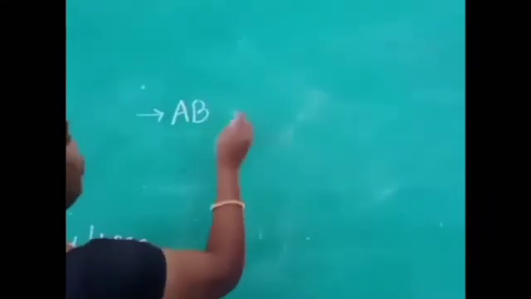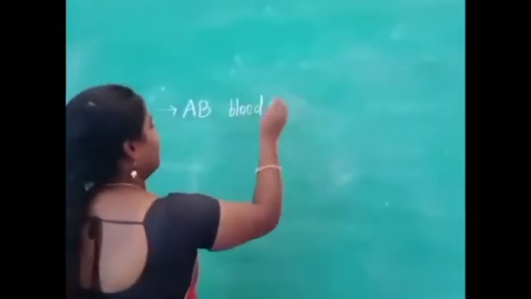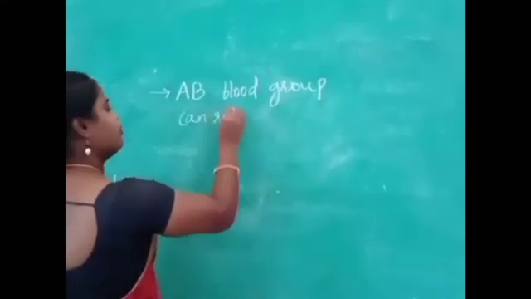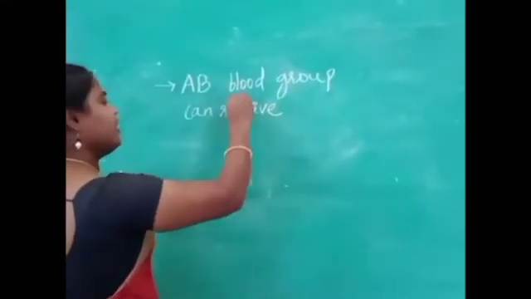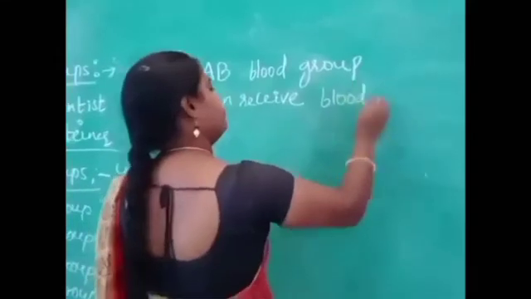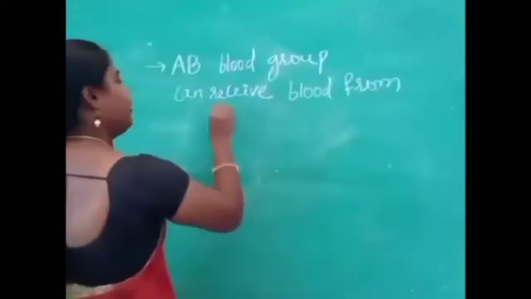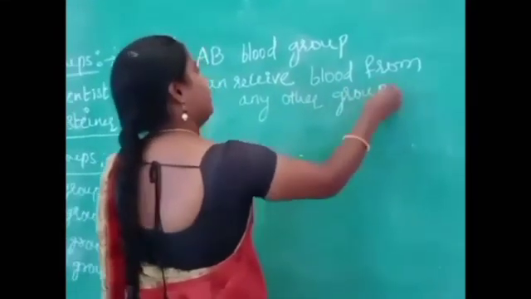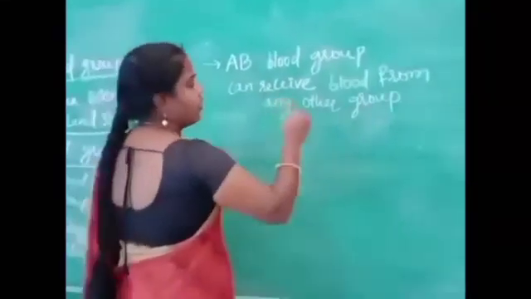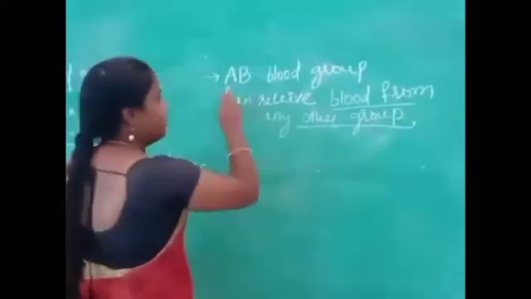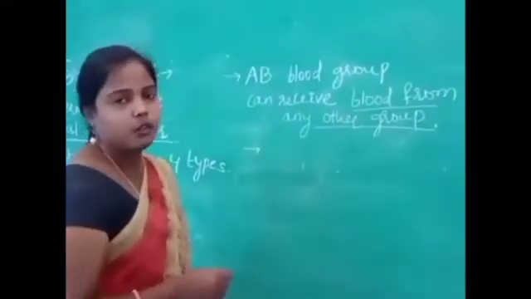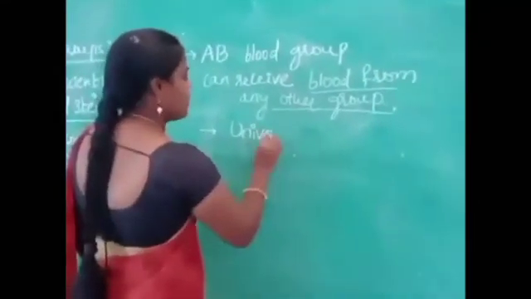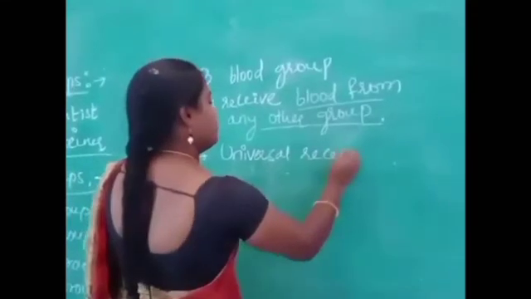Okay. So here what happens, Nana? The AB blood group person, very important. The AB blood group person can receive blood from any other group. That's why the AB blood group person is called a universal recipient. Very important 2 marks question. Universal recipients.